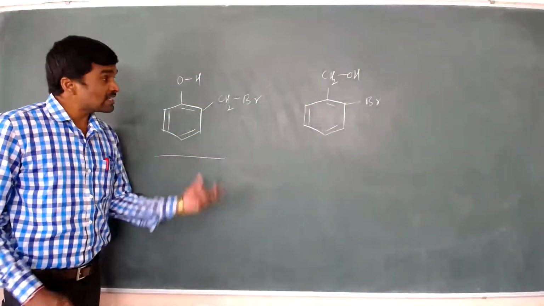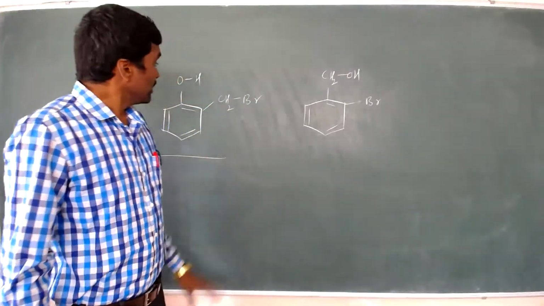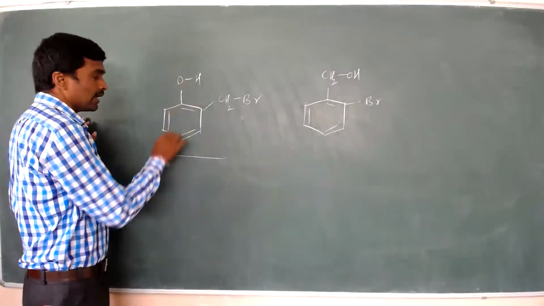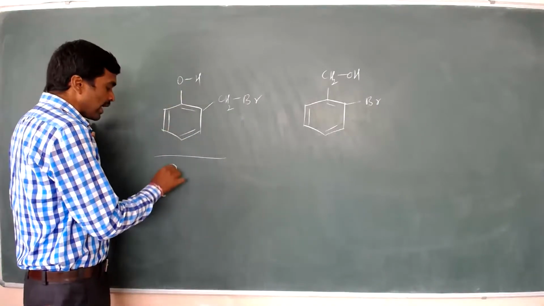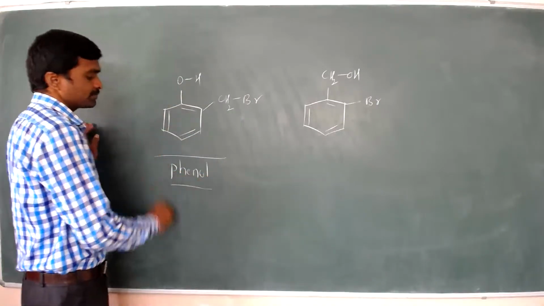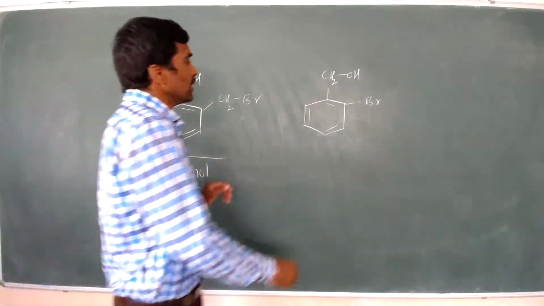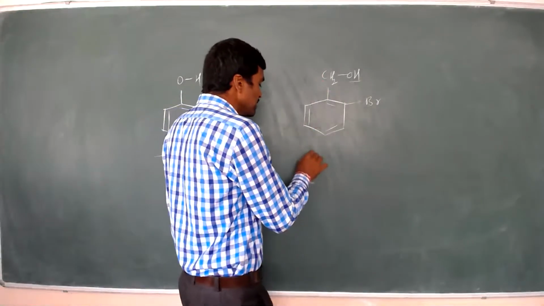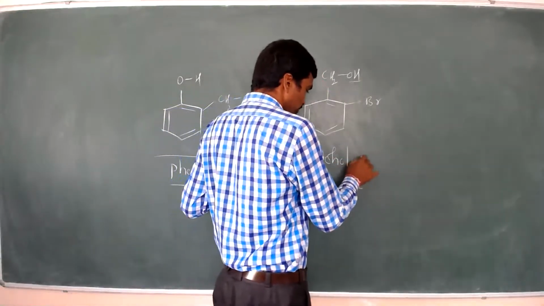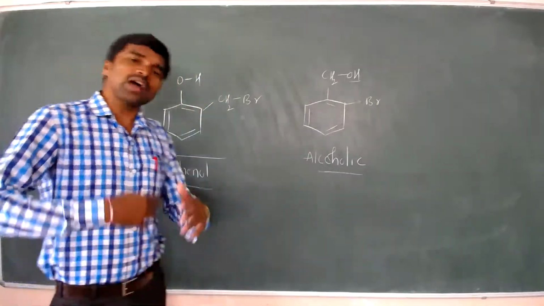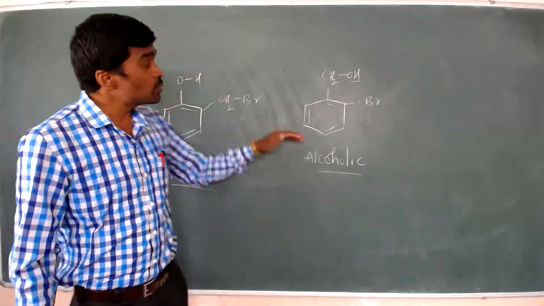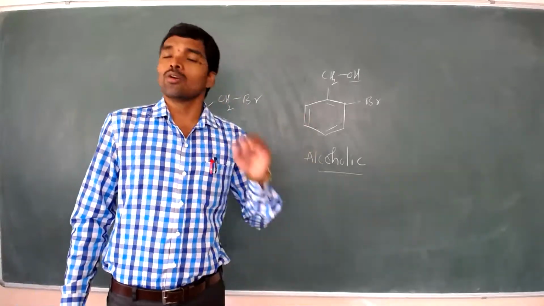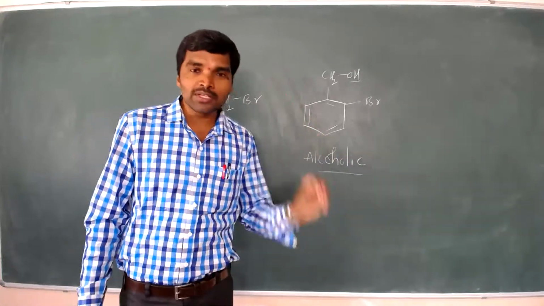Please now observe these two compounds. In this one, the OH group is directly attached to the benzene ring, so it has a phenolic functional group. Here OH is attached to the CH2 group. This is an alcoholic functional group. Okay. For example, if they ask what type of isomerism these two compounds exhibit, these two exhibit functional group isomerism only.